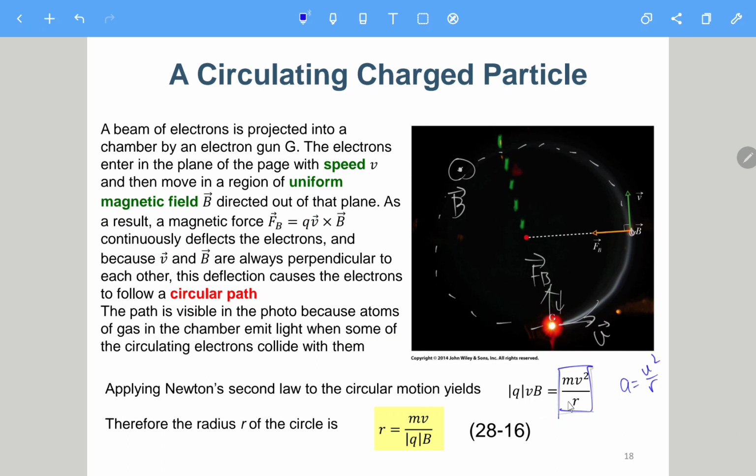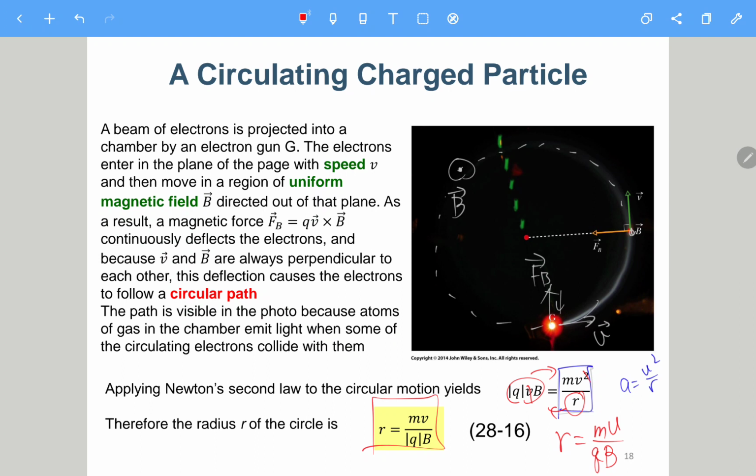So this force will have the same magnitude as this one. So we equalize them so that we can do some simplification. We can cancel this v and this v squared partially, so that we can move r to the left side and move qb to the right side. So we have r to be mv over qb, which is actually this one.